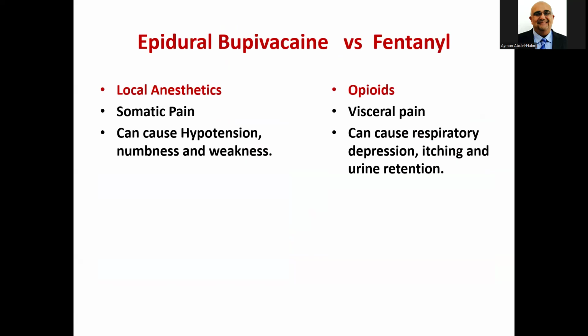Most of the time, we put a local anesthetic and opioids by the epidural catheter. And I want to say that adding a local anesthetic is basically meant to block the somatic pain, while the opioids block the visceral pain. And that's why we add them together, so we don't get the side effects of either the local or the opioids. The local anesthetics can cause hypotension, numbness, and weakness, while the opioids can cause respiratory depression, itching, and urinary retention.